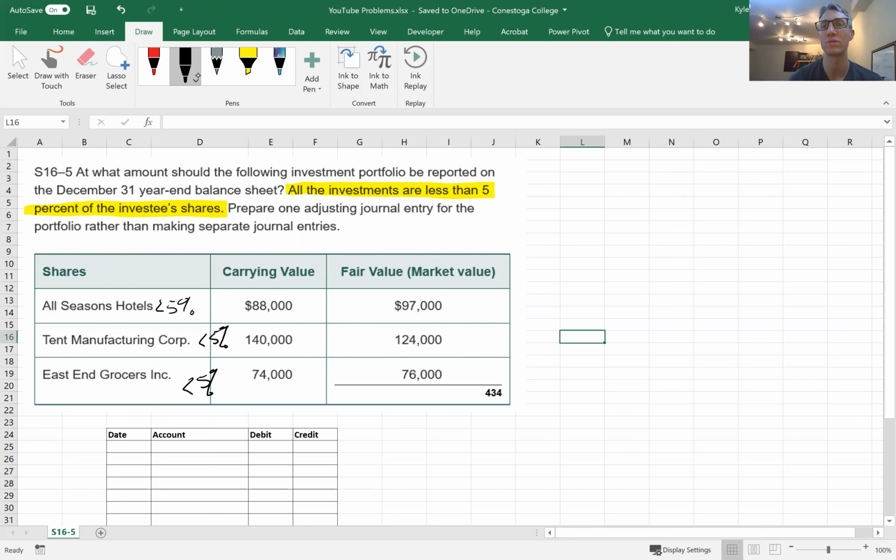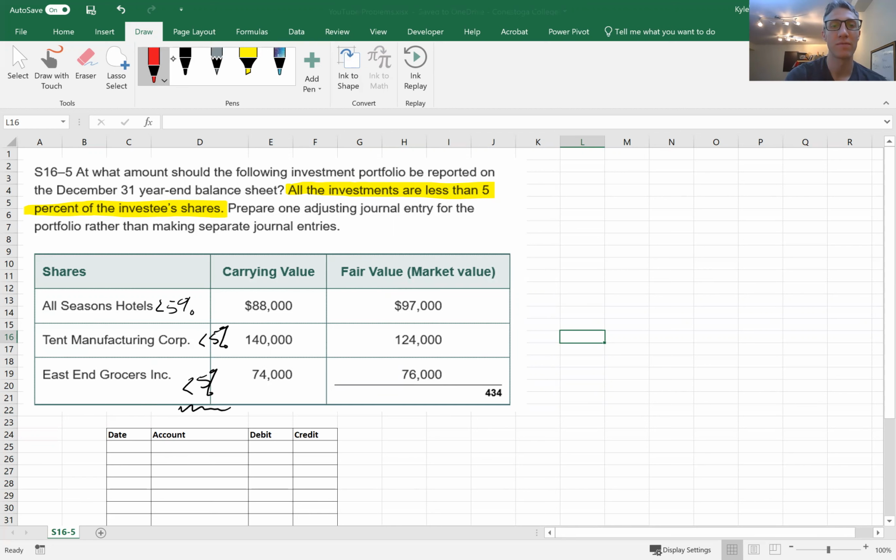That means we do not use the equity method of valuation, since this organization does not exert significant influence. Additionally, we're given a fair value, or the market value. Since there is a market value readily available, we're going to use the fair value method of valuing these shares, which means that at the reporting date, we're going to value them at their current fair value.